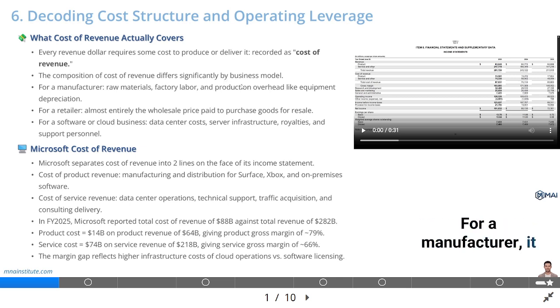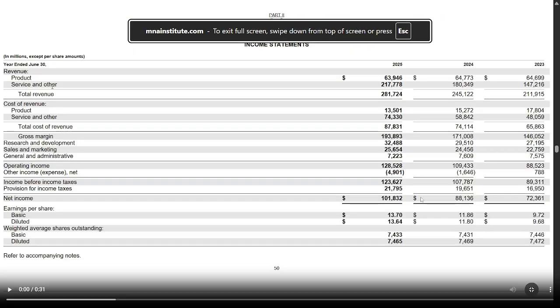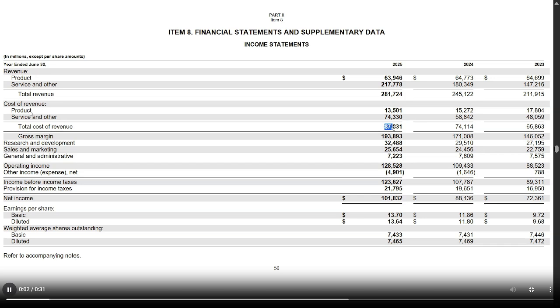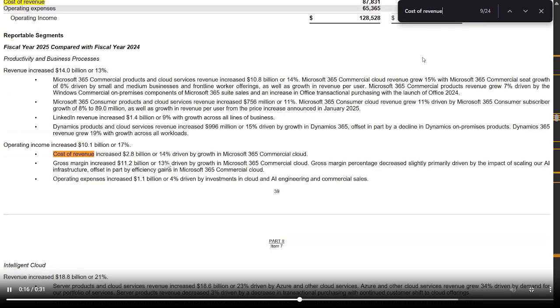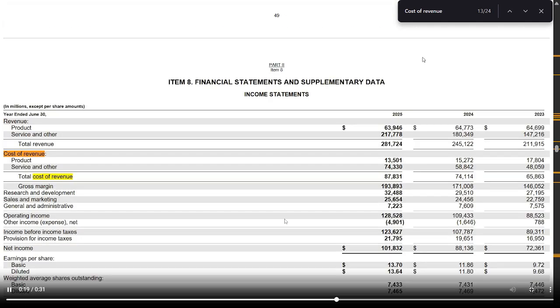The composition of cost of revenue differs significantly depending on the business model. For a manufacturer, it typically includes raw materials, factory labor, and production overhead such as equipment depreciation and facility costs. For a retailer, it is almost entirely the wholesale price paid to purchase goods for resale. For a software or cloud business, it includes data center costs, server infrastructure, royalties, and the personnel who maintain and support those systems.